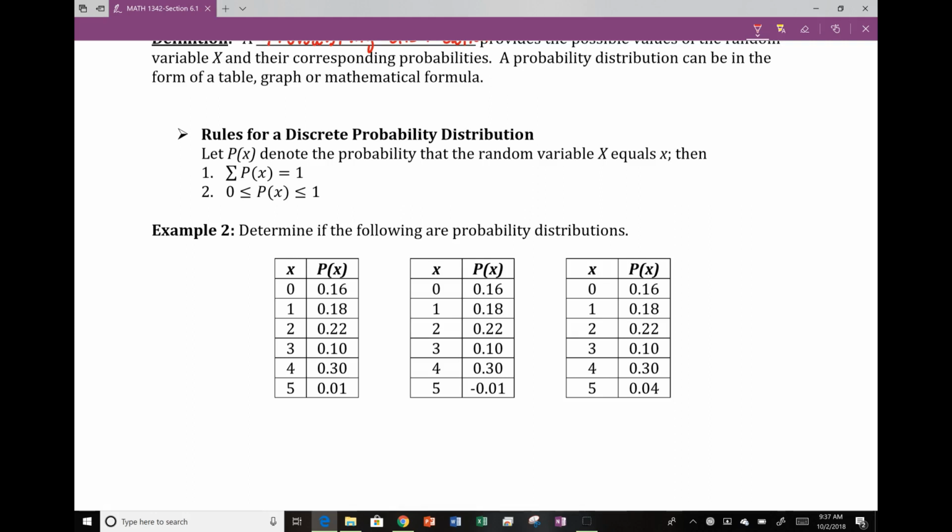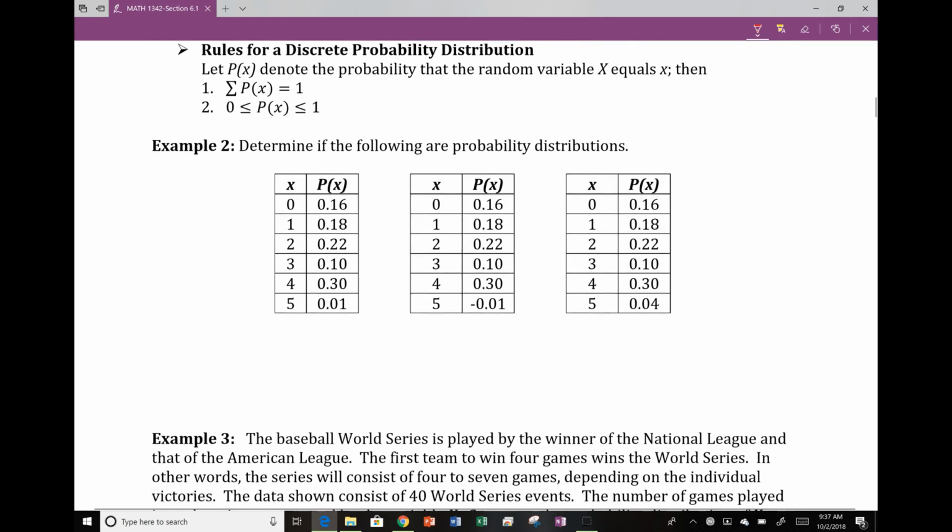Recall that all the probabilities for a single event have to add up to 1. They also have to be between 0 and 1. So I can't have a negative and I can't have something like 1.5. So let's look at the probability distributions that we have here, and we want to determine whether or not these are probability distributions.